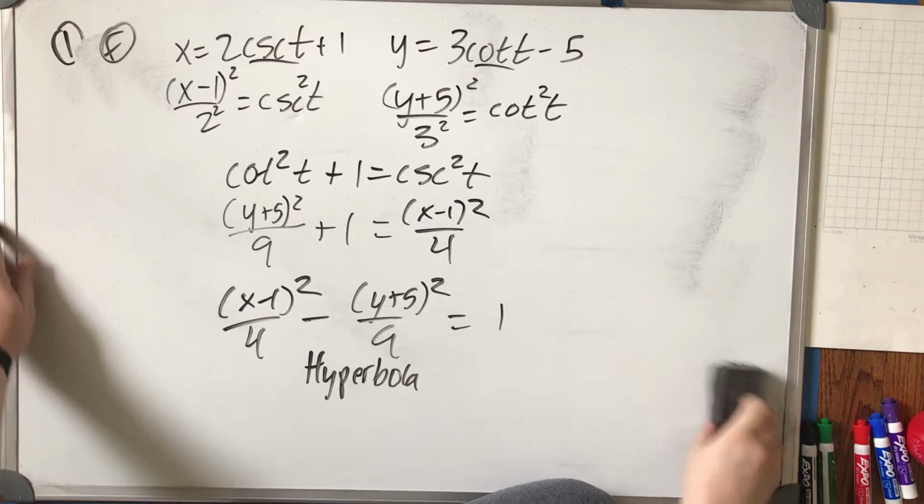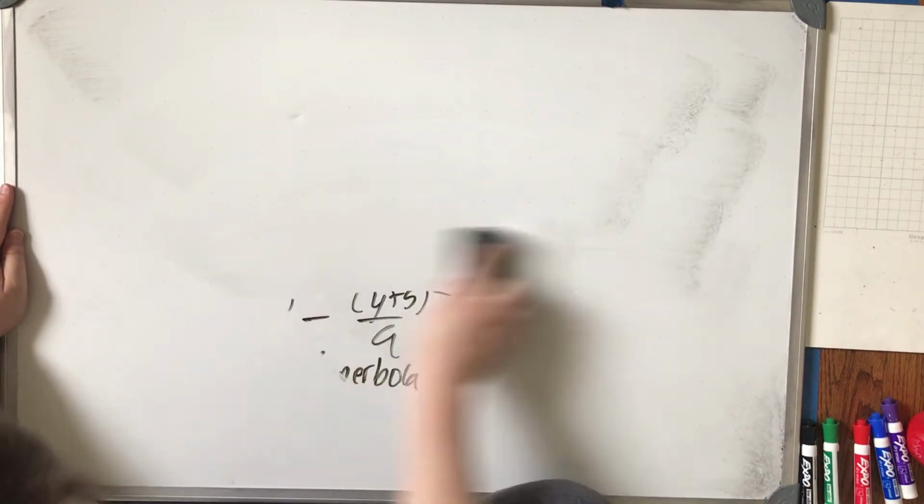Only 8,000 more to go. Dirty, dirty whiteboard. Do you see that? Yeah. Woo.